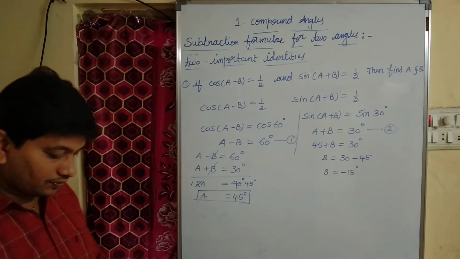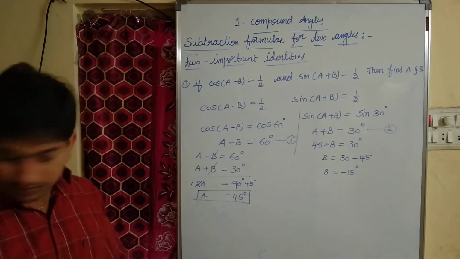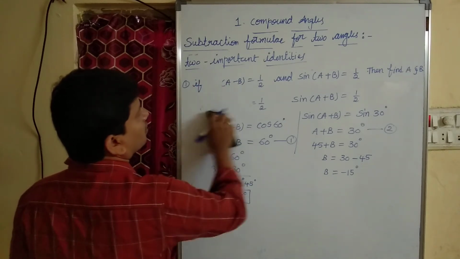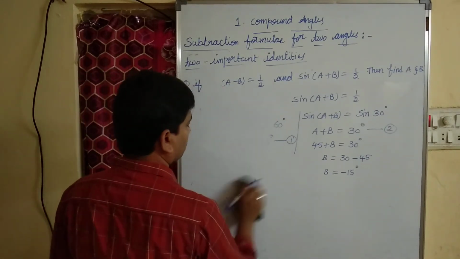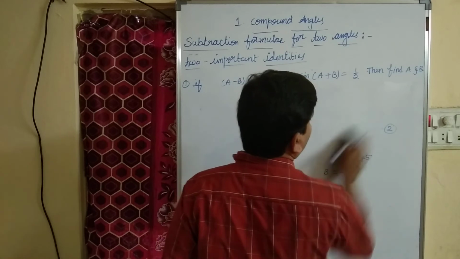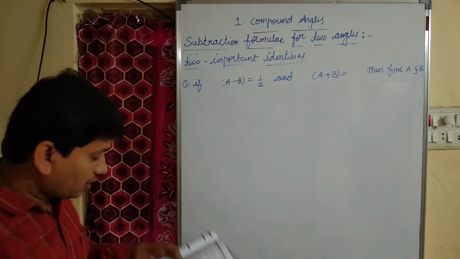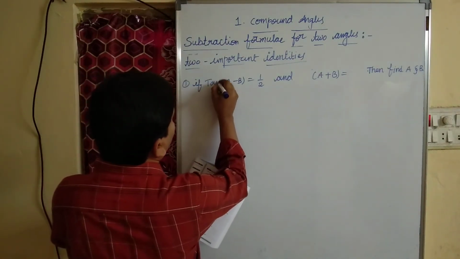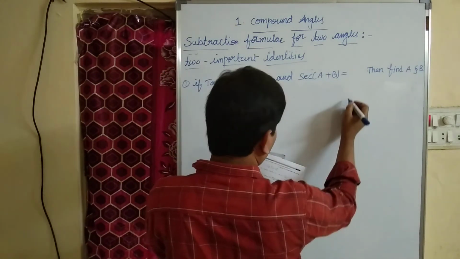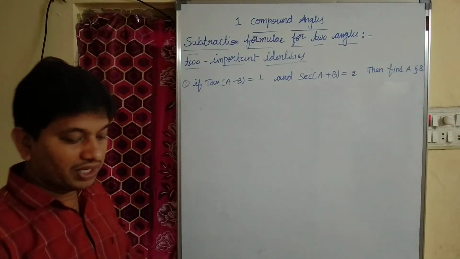Now coming to one more problem, that is tan of A minus B equal to 1 and sec of A plus B equal to 2, then find the value of A and B, right?